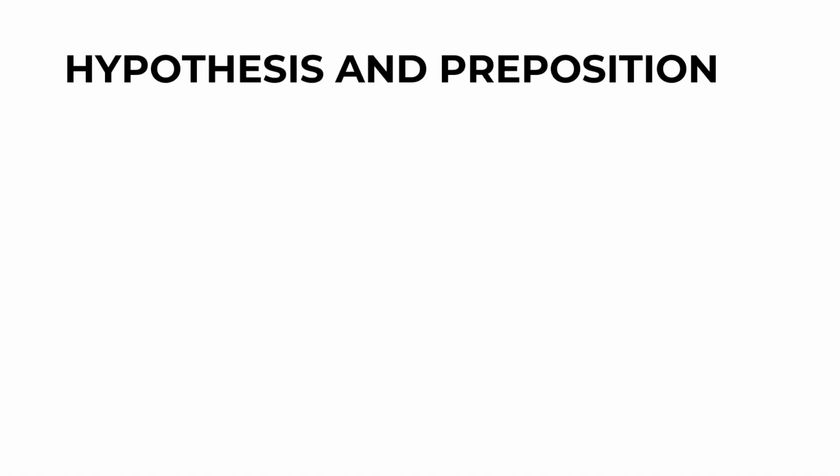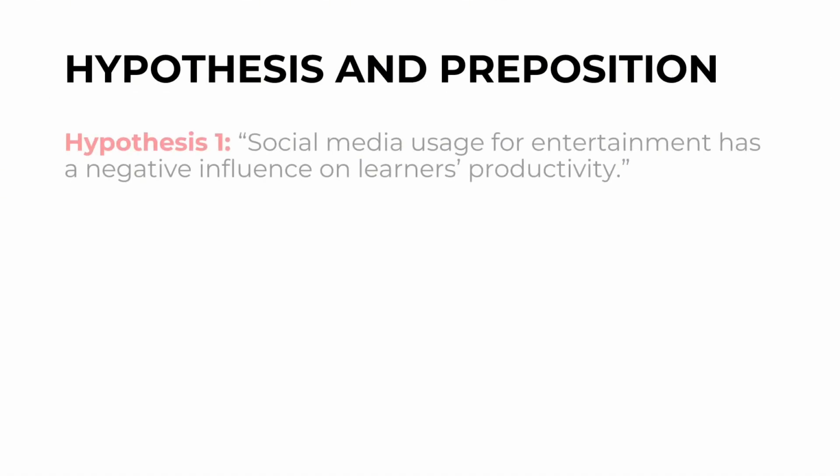Now let's talk about hypothesis and proposition in relation to our study. We could have a hypothesis. One, social media usage for entertainment has a negative influence on learners' productivity. Now, remember the two constructs about entertainment and information were not just something we got from somewhere, they were related to the theory we used, and they also emerged from our literature. So that is how it works.